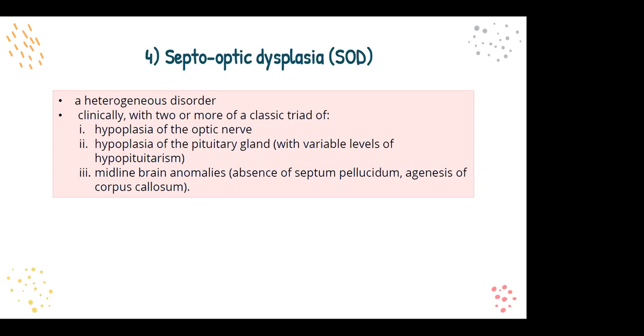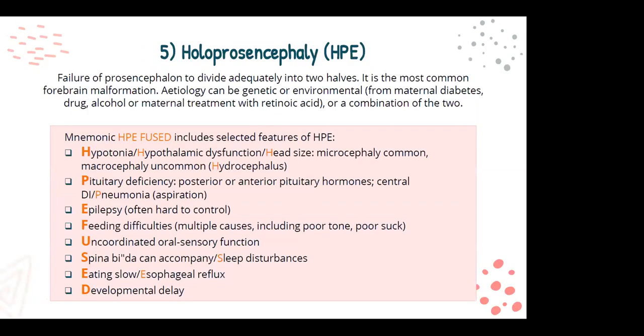And the last one is holoprosencephaly or HPE. It is due to failure of the prosencephalon to divide adequately into two halves during gestation. It is the most common forebrain malformation, and if environmental, it can be from maternal diabetes, drugs, alcohol, or maternal treatment with retinoic acid.